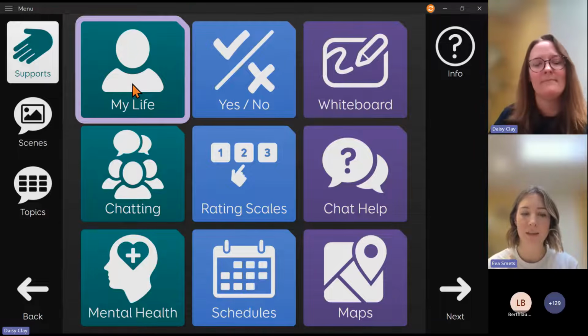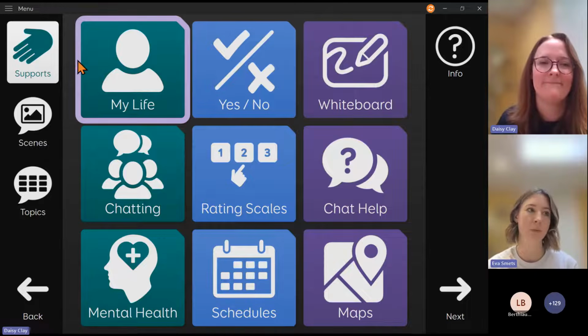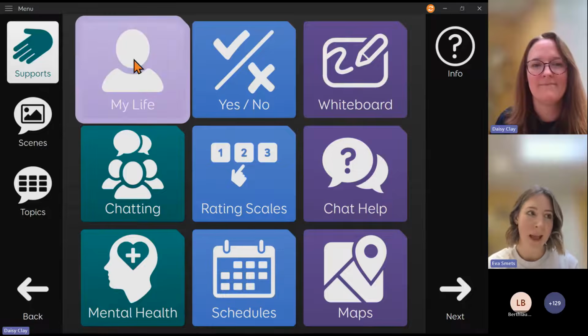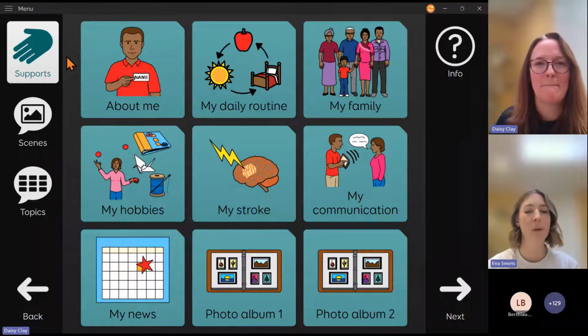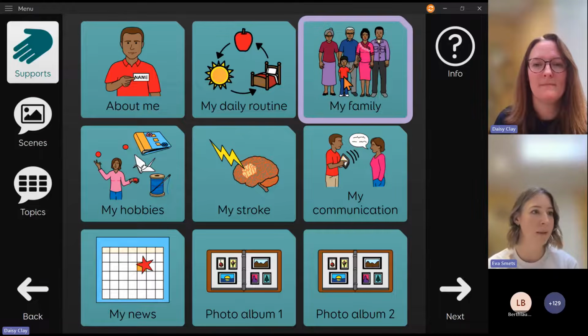So we're starting here in Aphasia Duo 9 on the supports page. So supports has lots of different features and tools to support with communication difficulties. So we'll show you around some of those. The first one is My Life. As you might guess from the title, this is an area where you can personalise this with lots of autobiographical information about the person with aphasia. So you can add information about themselves, about their daily routine, about their family members.